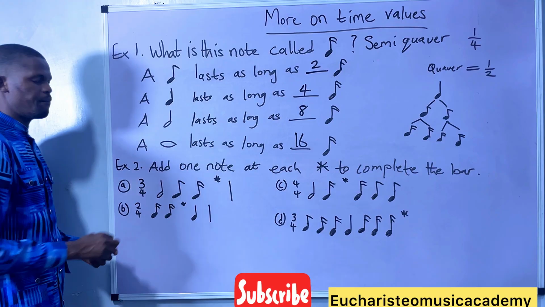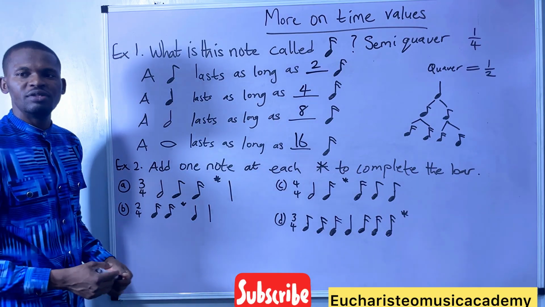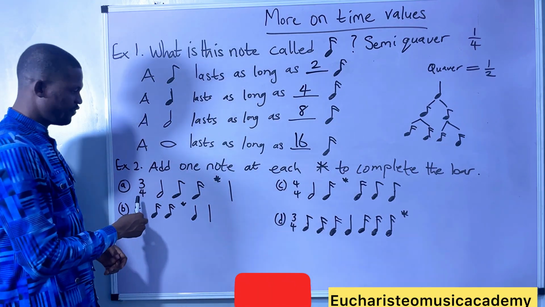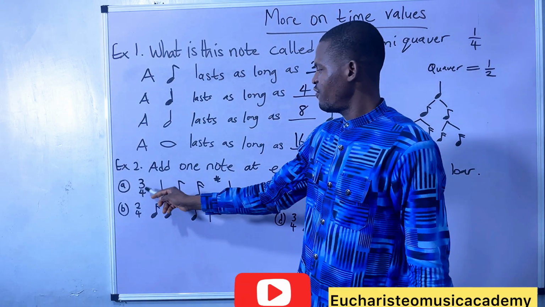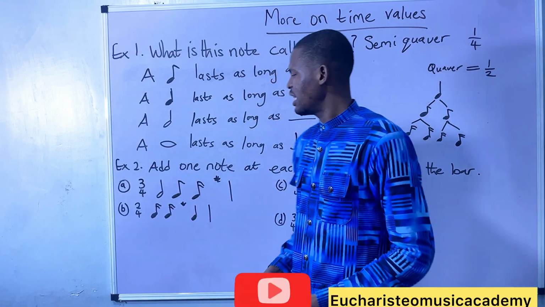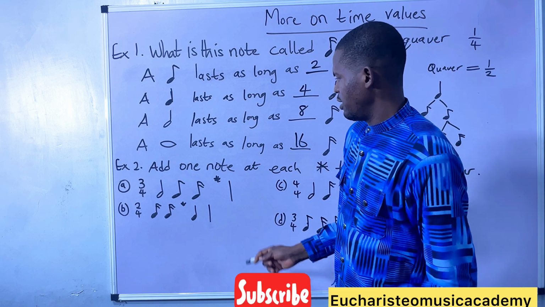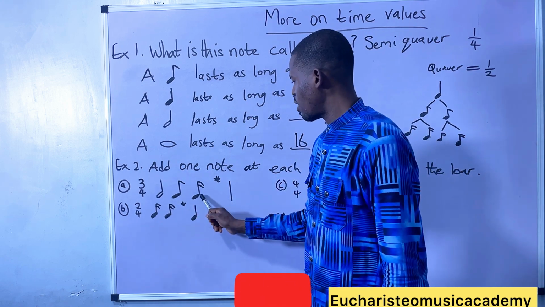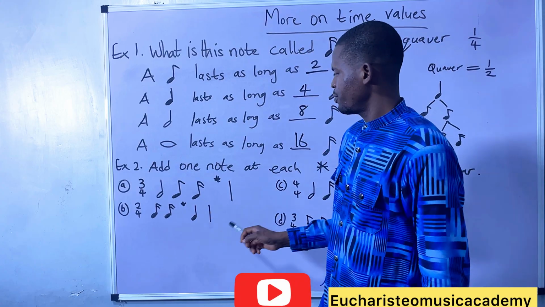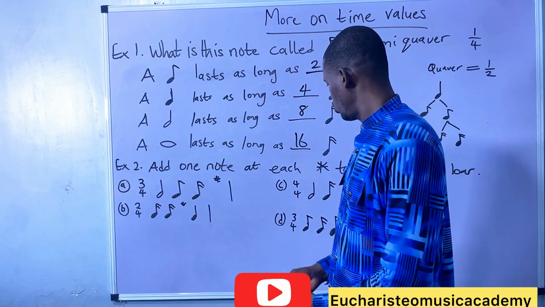Now, this is 3-4. It means 3 crotchet beats in a bar. Now we have one minim, we have one quaver, we have one semiquaver. This minim is 2 beats.